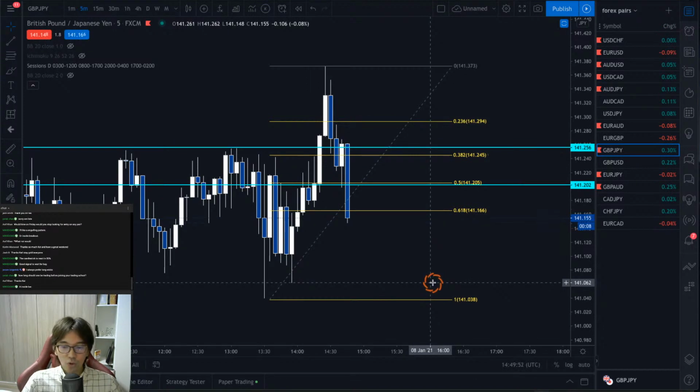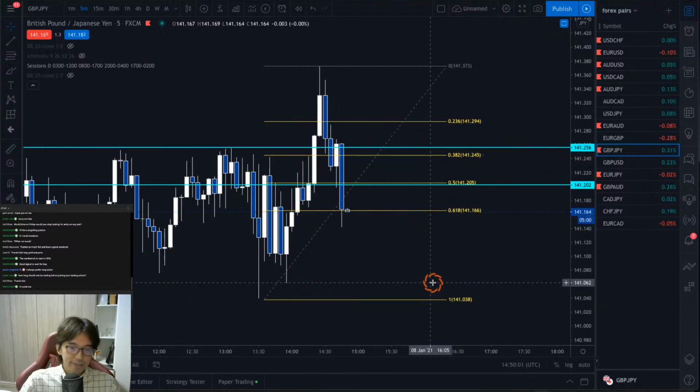I always prefer the long wicks. Yeah, long wicks are reliable, yes. Especially in higher time frames, it's a very good sign for reversal.